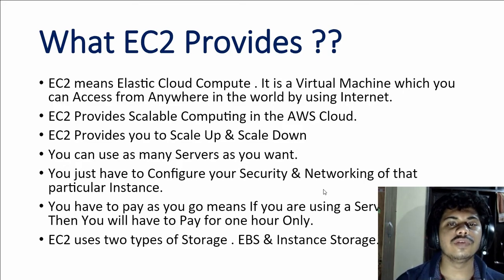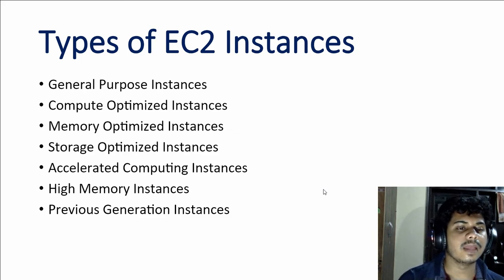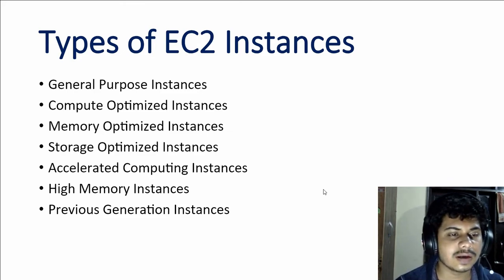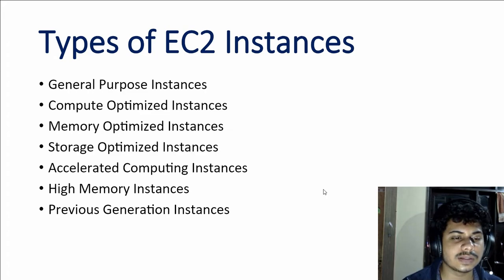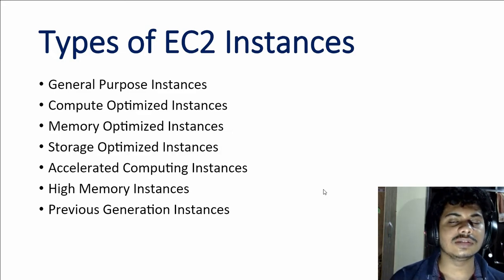Now moving ahead, what are the types of instances? There are 7 types of instances. First is general purpose instance, second is compute optimized instance, third is memory optimized instance, fourth is storage optimized, fifth is accelerated computing instance, and sixth is high memory instances. Now the seventh one is previous generation instances.